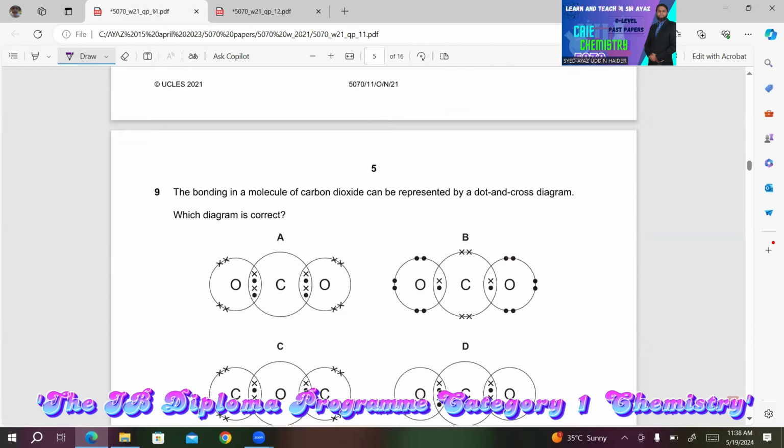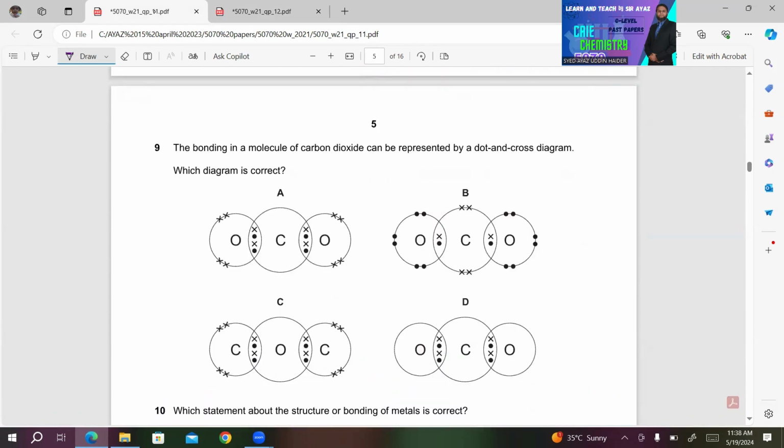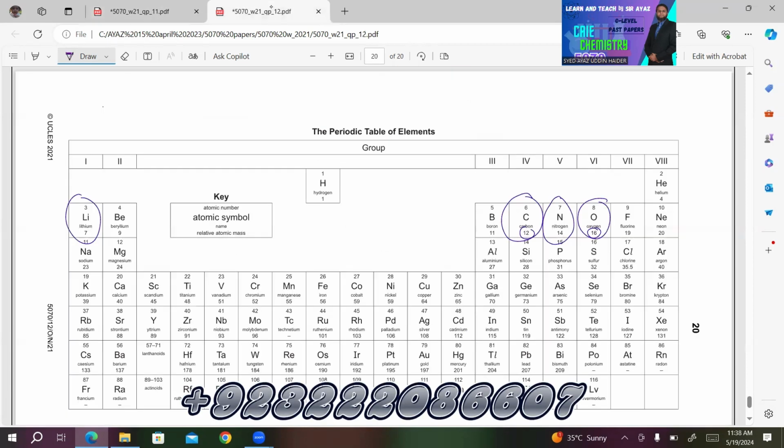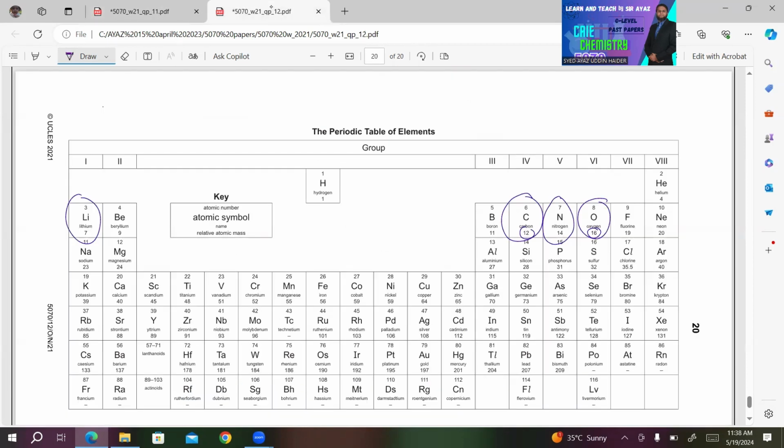Number 9. The bonding in a molecule of carbon dioxide can be represented by a dot and cross diagram. Which diagram is correct? Now here is carbon. The valency of carbon is 4. It's group 4, plus 4.